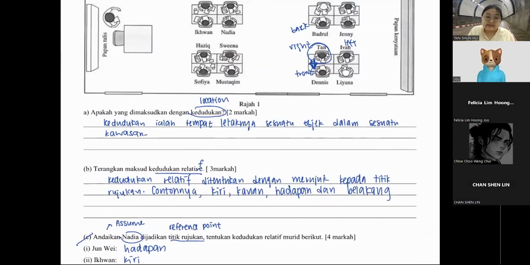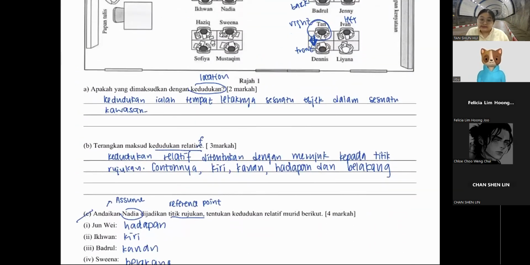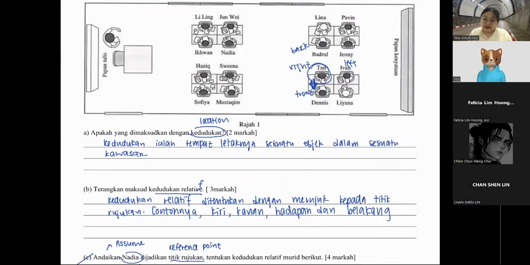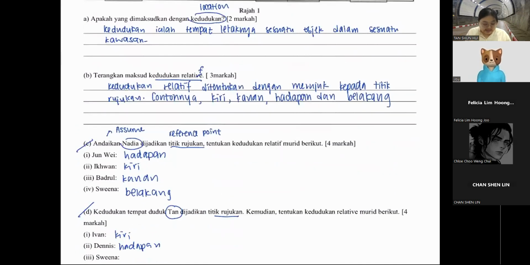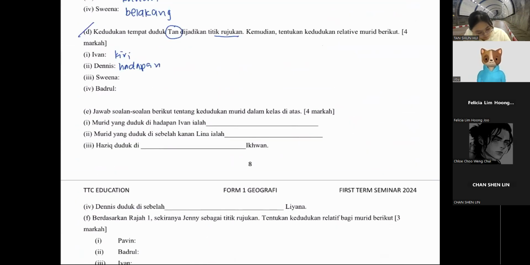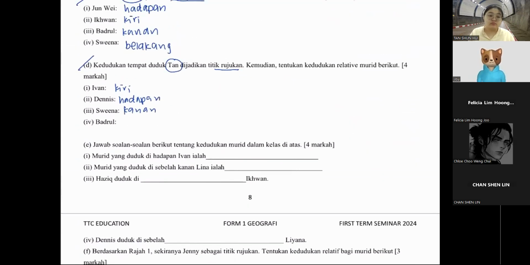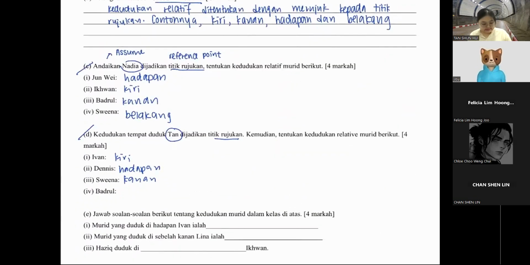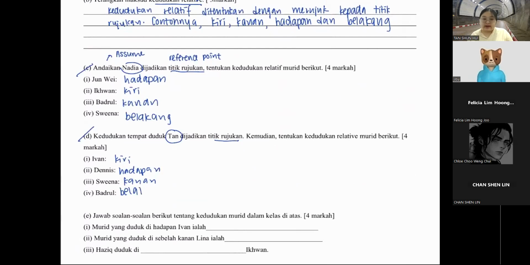How about Dennis? Dennis is in front. Okay. How about Swina? Swina is at the right. All right. Badru? Badru is at the back. Now, this is the kind of straightforward question.